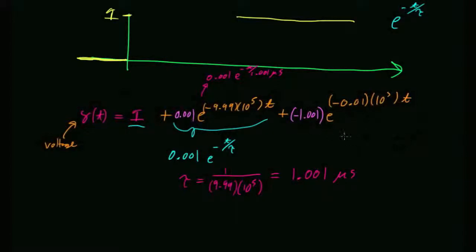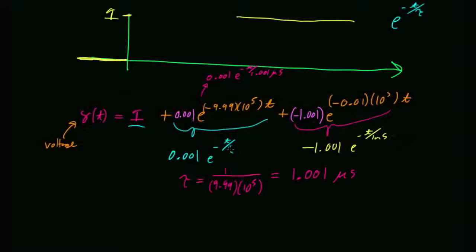We have a minus 1.001 e to the minus t over... so it's 1 over 0.01 times 10 to the 5th. So we get a millisecond. So which has the bigger time constant? Which one's faster? This guy, right?